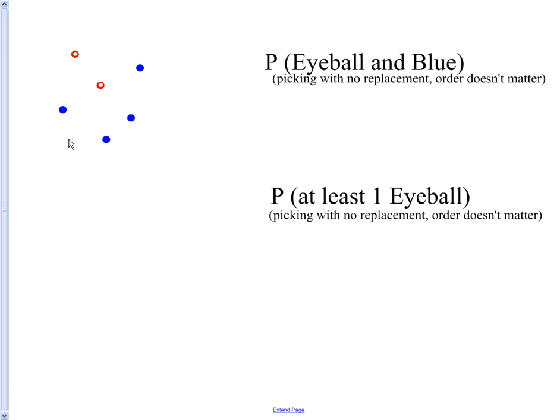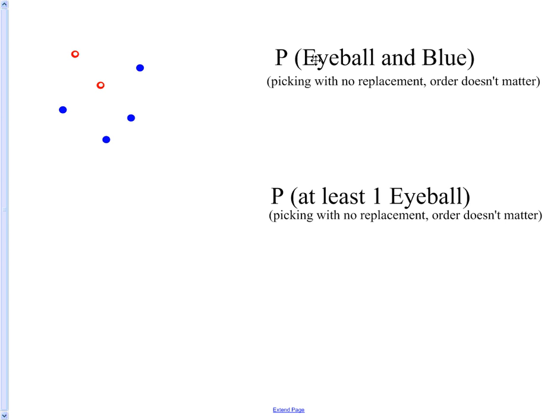Just to clarify, it does say that there's no replacement, meaning once I pick out, let's say, an eyeball marble, I don't put it back in, and I do the next problem. The probability of getting an eyeball and a blue one, and notice it says the order doesn't matter. I'll pause while you finish.